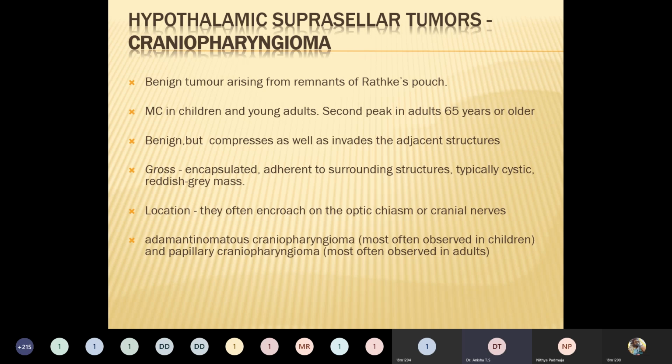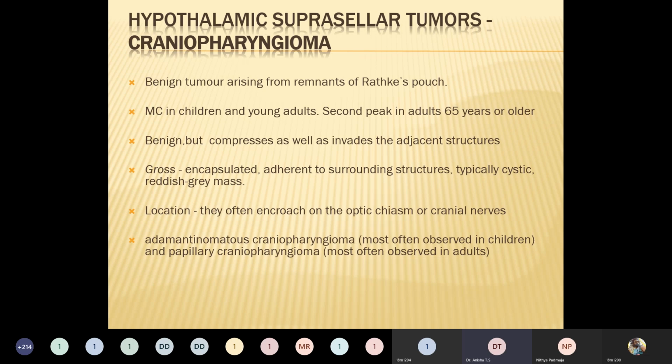This tumor arises from the remnants of the Rathke pouch, and this craniopharyngioma is a tumor which is commonly seen in children and young adults. Okay, and it can also be seen in the other extreme age group of people who are above 65 years or more. So it is the two peaks of age group. One is very young children, one is older people more than 64 years.